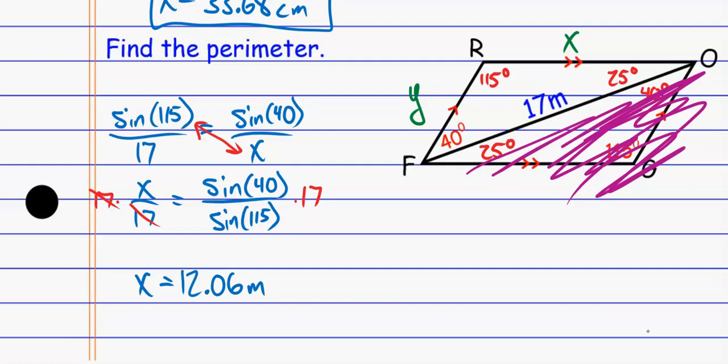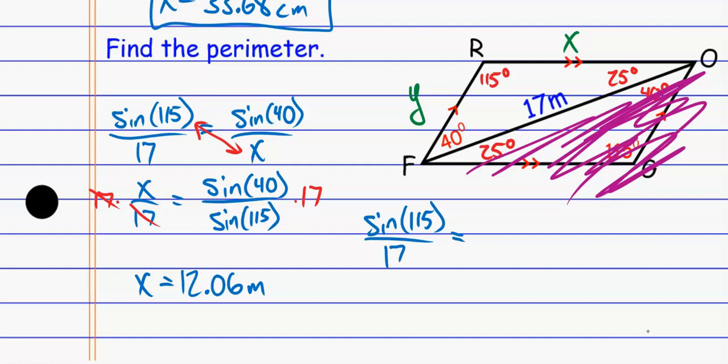I have to find the other missing side, and once again, I don't want to use the x because it's a rounded off answer, so I want to start with the proportion that I was given. That proportion of sine of 115. So I still want to start with this one because that was the one that was given. That's the one I have in exact terms. Sine of 115 over 17.